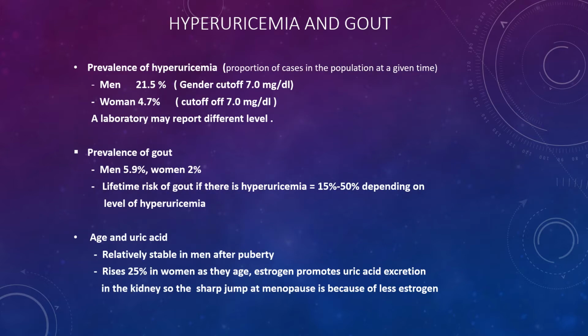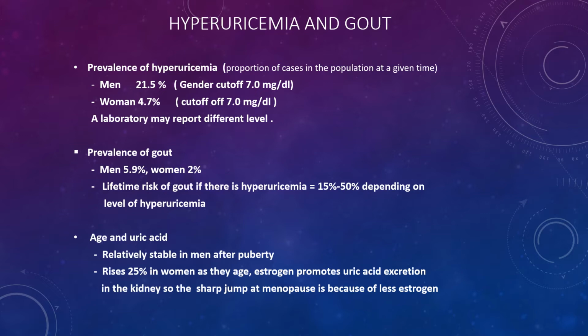Now, the prevalence of gout is approximately 21.5% in men. In women, it's about 4.7%. The laboratory, though, may report a different level based on means. The prevalence of gout in men is about 5.9%, and in women, 2%. There is a lifetime risk of gout if there's hyperuricemia between 15 to 50%, depending on the level.